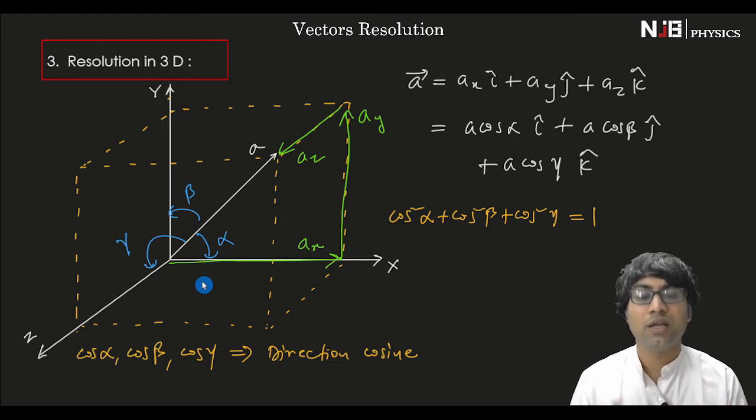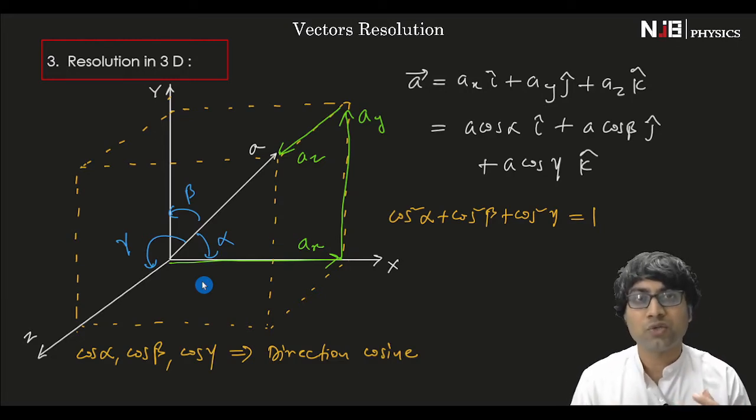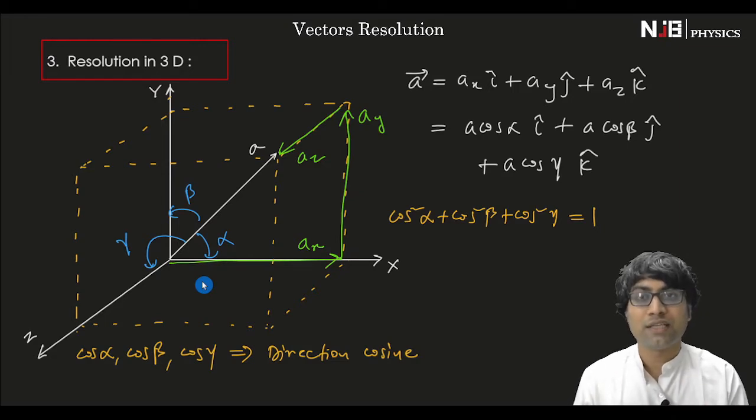Now we will see the situation if we already have the vectors in the component form, then how to find out its magnitude, how to find out its direction, that is to say what angle it is making with the x-axis, with the y-axis or with the z-axis. So let's see, if a vector is already in the broken form, in the component form, in the resolved form, then how to find everything about that vector.